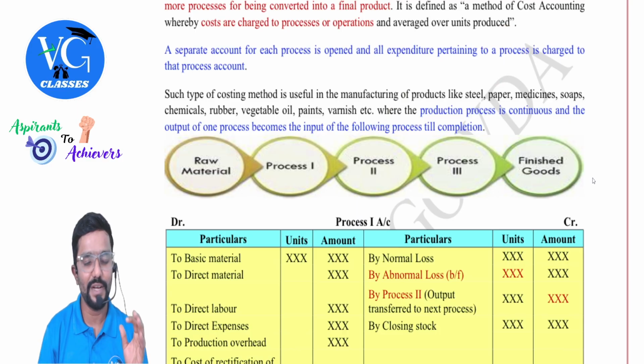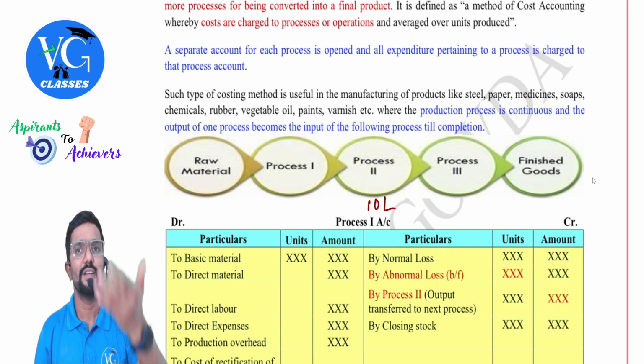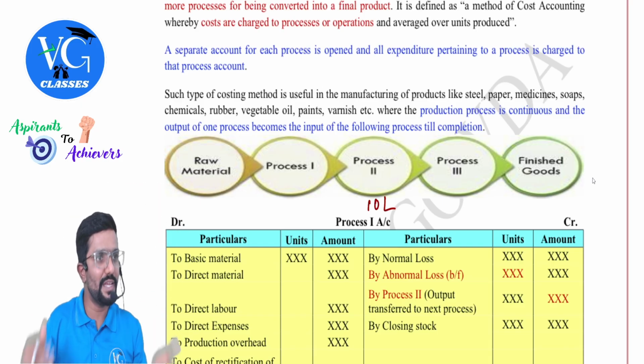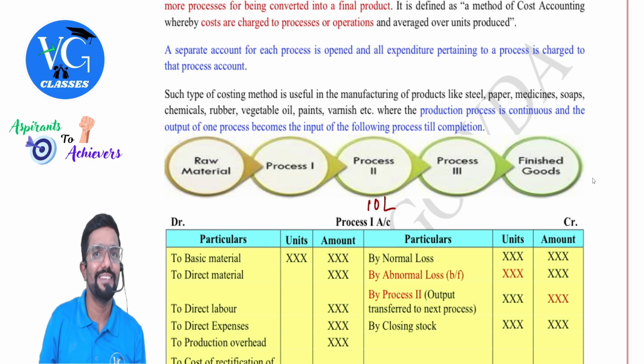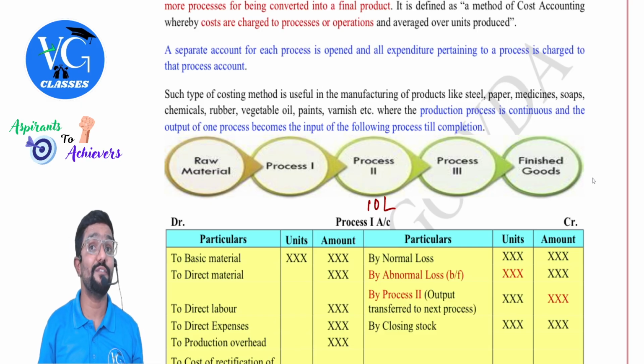Why, sir? Because assume, guys, if process 2 is doing in-house work, they are incurring 10 lakh cost. Now there is one person who is ready to do the same work for me for 7 lakh. I can save 3 lakh, no? But obviously there are other qualitative factors to consider.